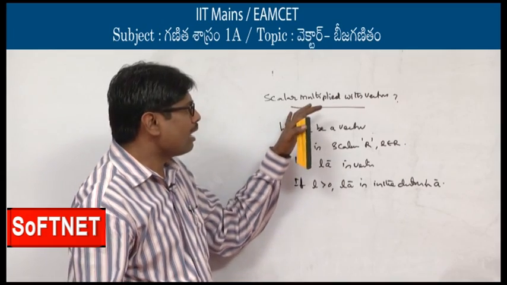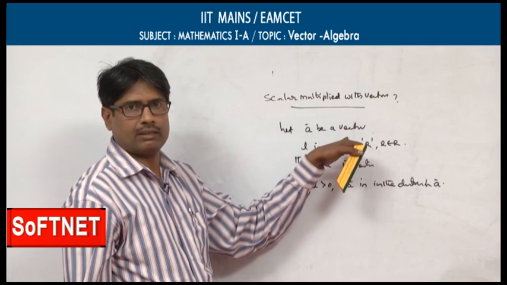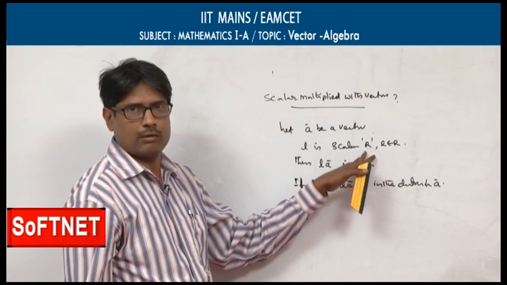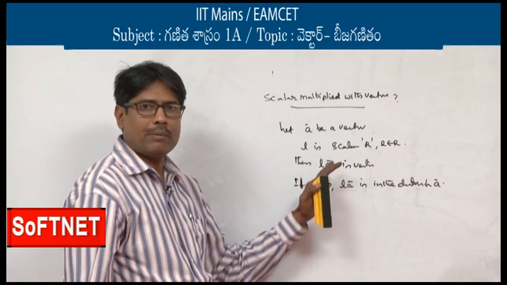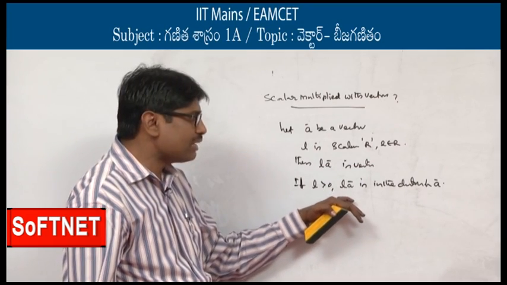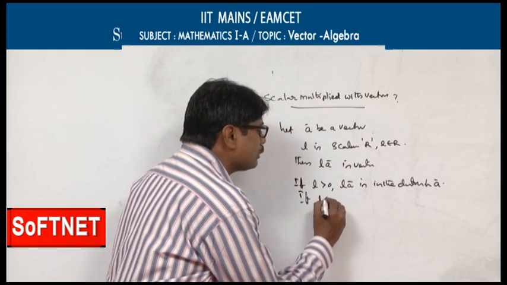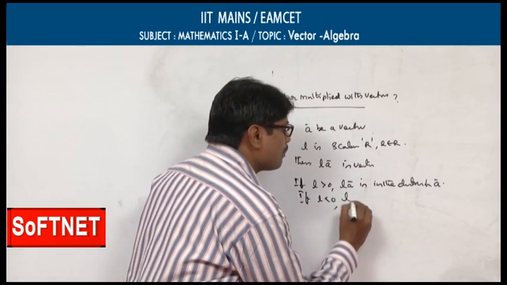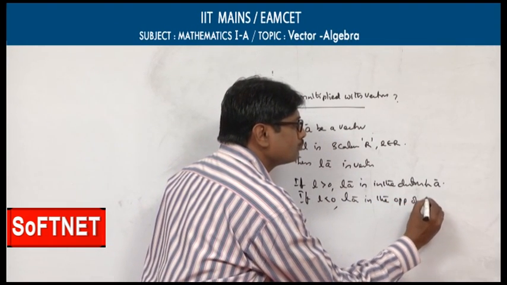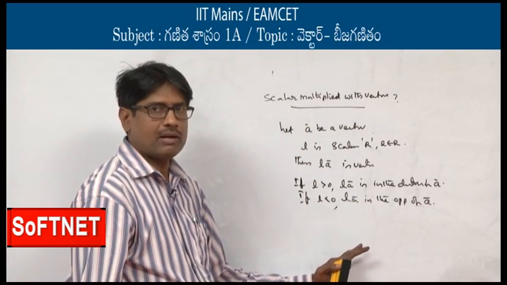Scalar multiplication is a scalar multiplied with a vector. Let A bar be any general vector with a magnitude and a direction, and L be any scalar, a real number. Then LA bar is a vector quantity. If L is positive, the direction of LA bar will be in the direction of A bar only, and if L is negative, then LA bar is in the opposite direction of A bar.